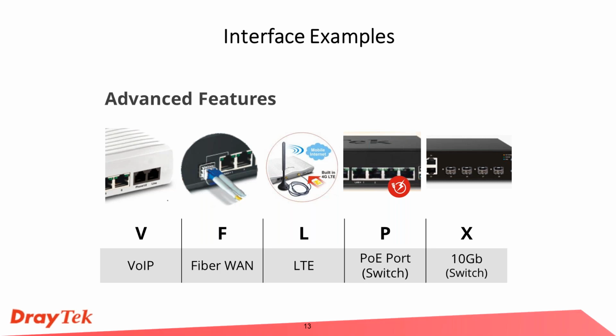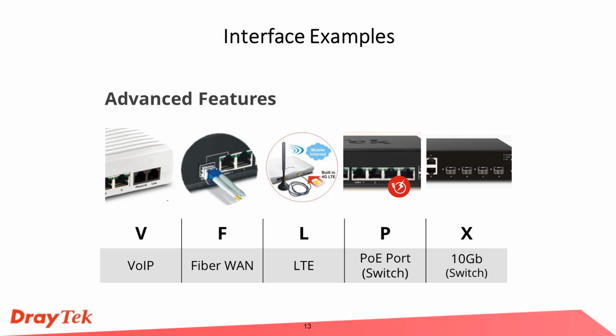Any product that has an F at the end of the code means that it's got a fiber WAN port, and so you can plug in an incoming internet connection on a fiber directly into the WAN port.